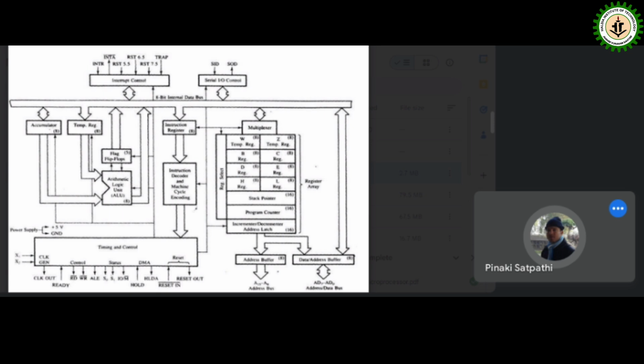Our next one is the program counter. Program counter is basically a 16-bit register. Initially, it stores the starting address of the program which is stored in the memory. Once the execution of the program begins, the program counter gets incremented one by one usually, but some special instructions like call, or JNZ, that means jump if not zero, can change the content of the program counter to any value.